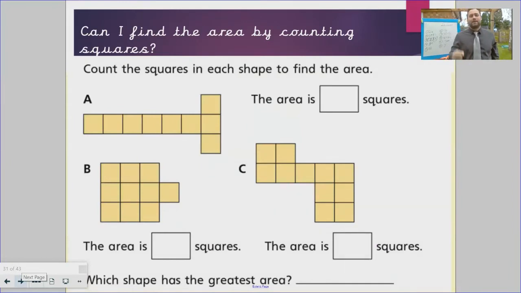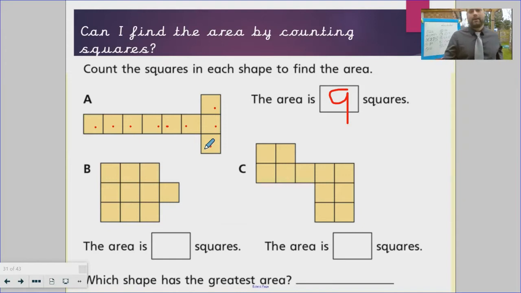Count the squares to find the shapes' areas. I'm going to go through the first one with you, and then you give the other two a try yourself. So here we've got 1, 2, 3, 4, 5, 6, 7, 8, 9. So in this shape, there are 9 squares. If each square represented 1 centimeter, it would be 9 centimeters squared. So give it a go, pause the video and do B and C, please.